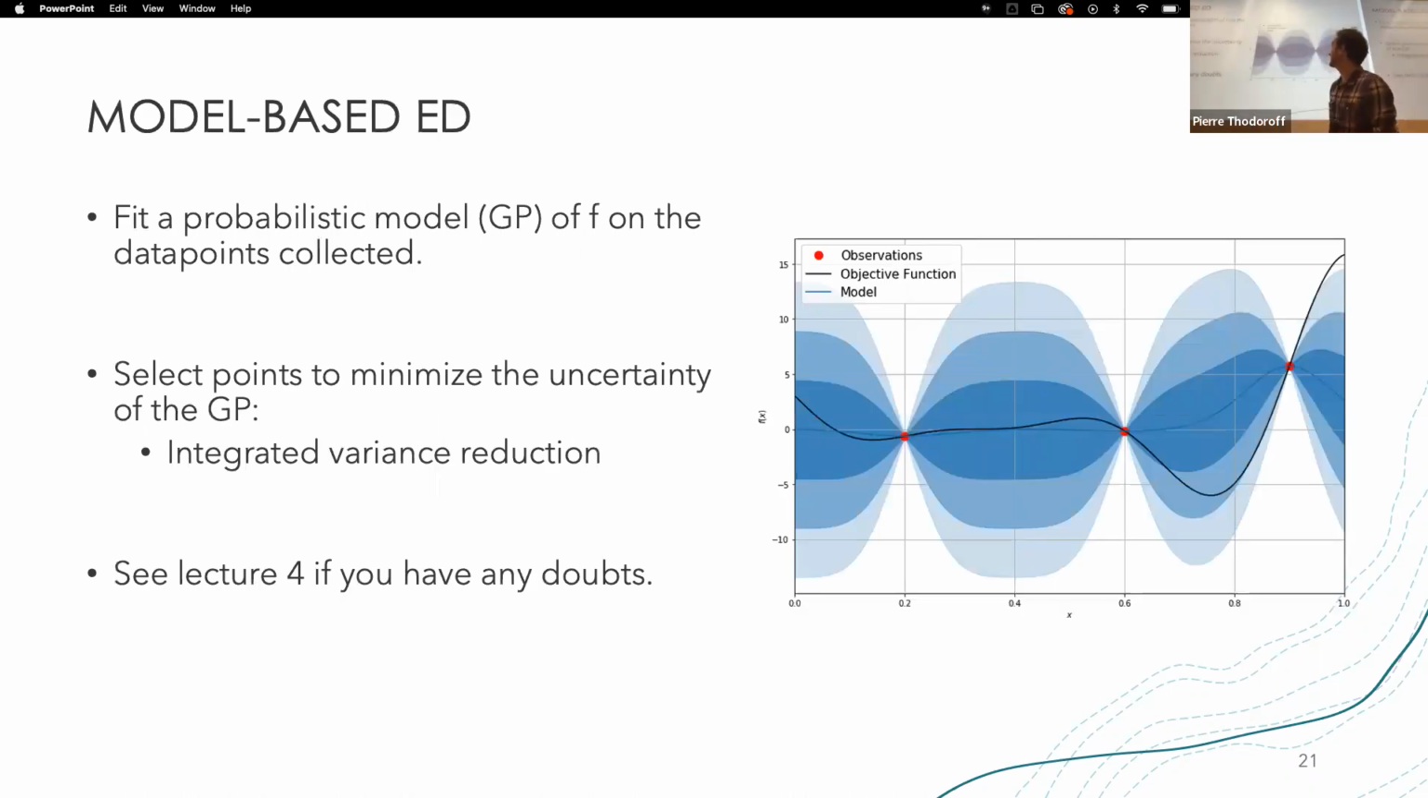What you've been familiar with is model-based experimental design, which is basically a different way of looking at it. Okay, I fit a probabilistic model on the data points that I've collected, and I'm going to try to find points that minimize the uncertainty over this probabilistic model. And so you're going to be doing what's called integrated variance reduction. You find the points that would minimize the uncertainty of my model, and you look at how much variance it reduces. And I think you saw that in lecture 4 or something.